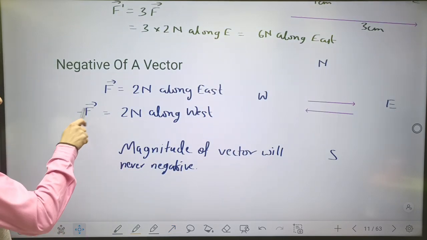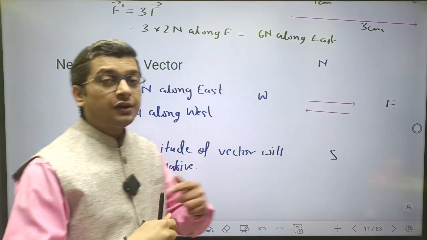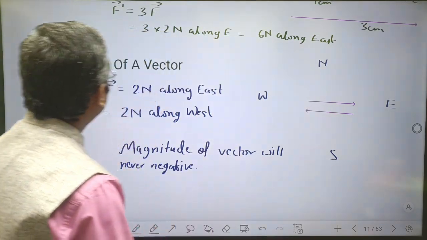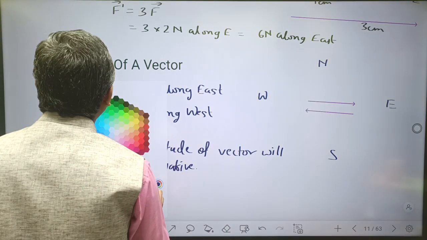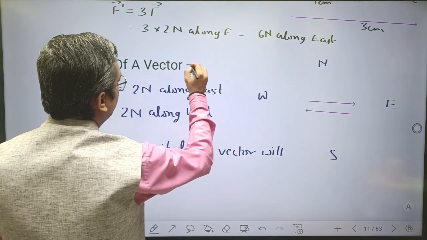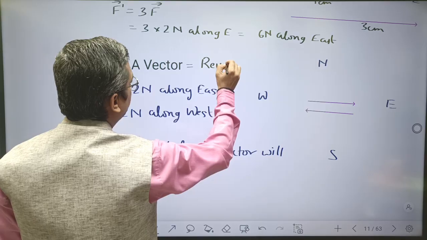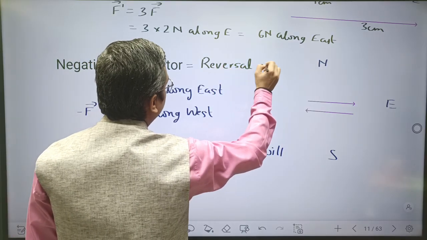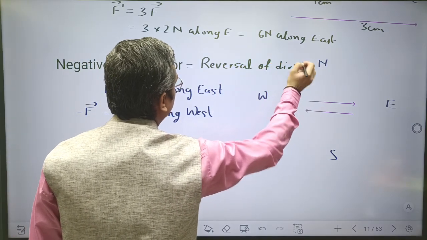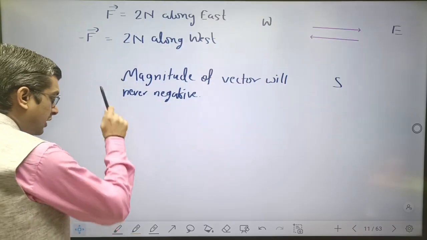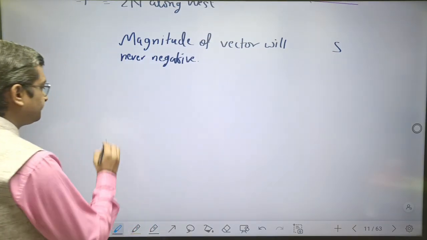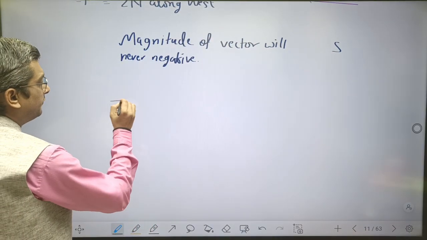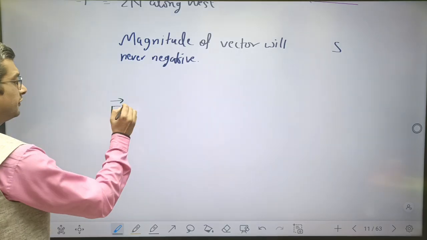So in vectors, what happens now? Whenever you put a minus sign, it just shows the reversal of direction. This is very important. The negative of a vector means reversal of direction. Direction gets reversed, isn't it? This is the quantity.